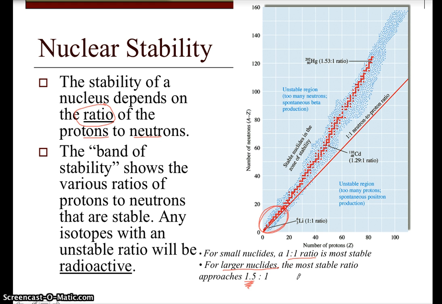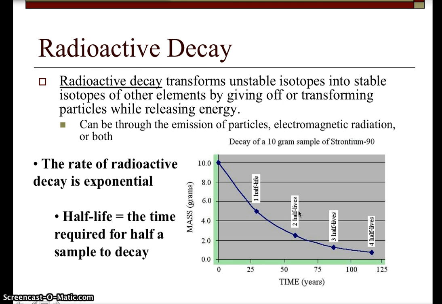Remember, large atoms will have lots and lots of protons, lots of positive charges all right next to each other. You have very, very strong repulsion between those protons. So you need more and more neutrons in there gluing it together. If you have something that is unstable, it's going to undergo radioactive decay. This is what transforms unstable isotopes into stable isotopes of other elements by giving off or transforming particles.